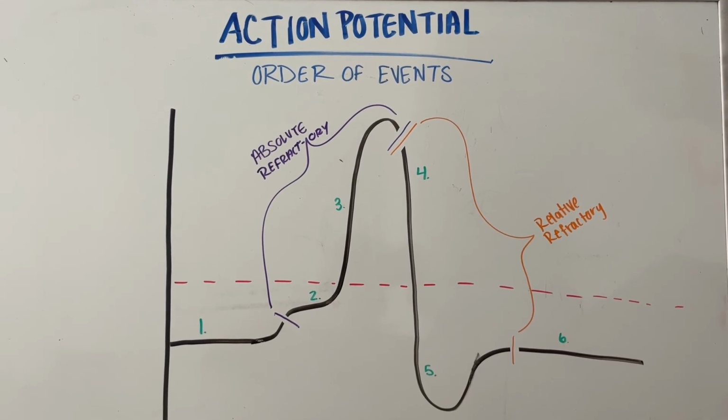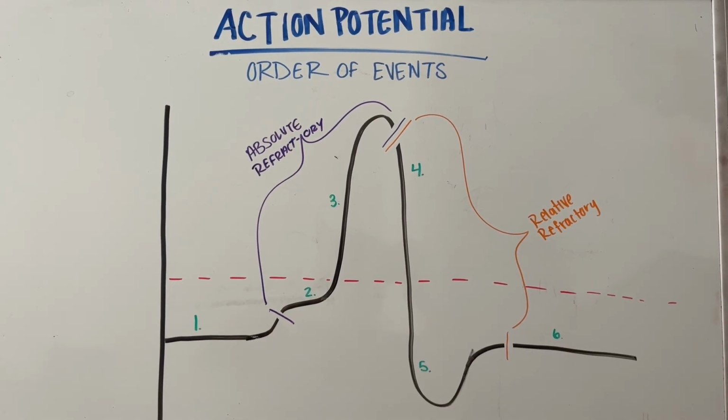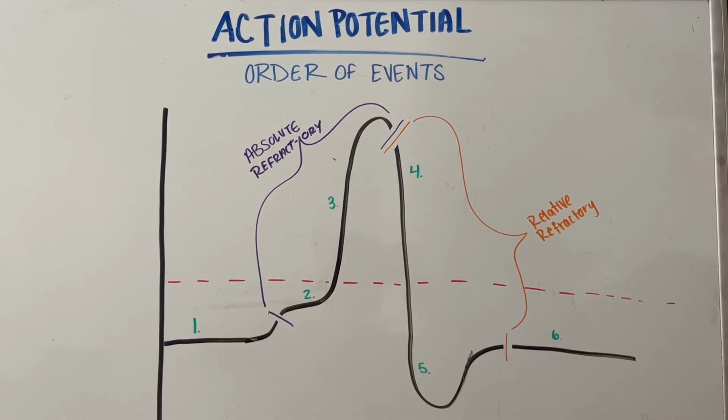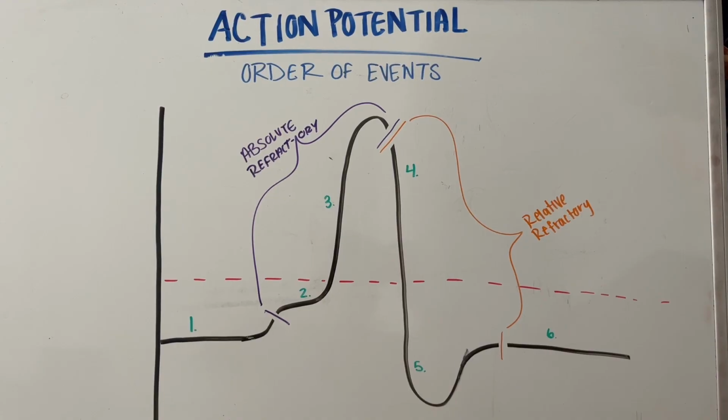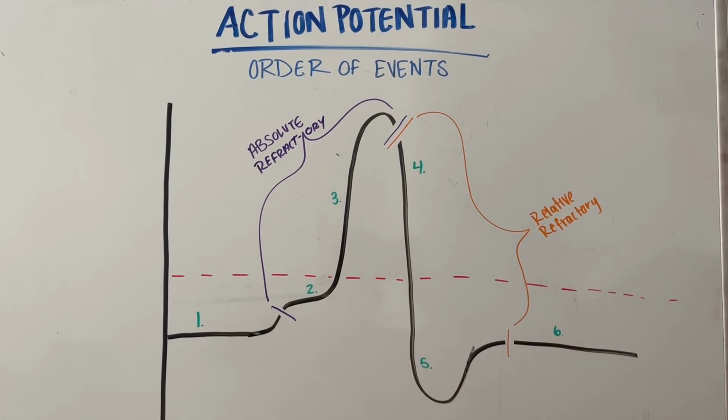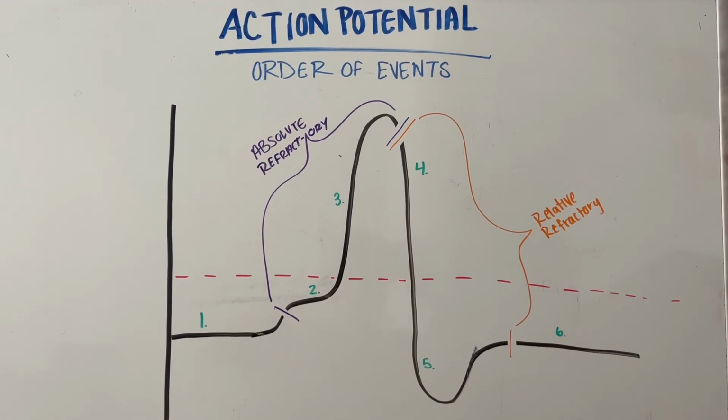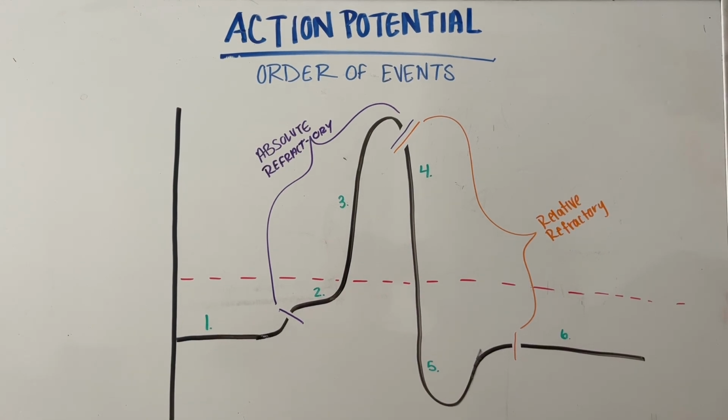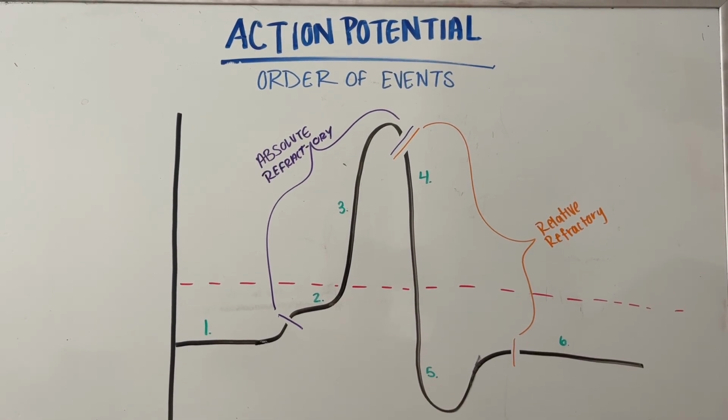When we talk about refractory periods, the first type of refractory period we have is the absolute refractory period. This period occurs during the rising phase and the first part of the falling phase of an action potential. During this time, voltage-gated sodium channels are either already open or are inactivated.